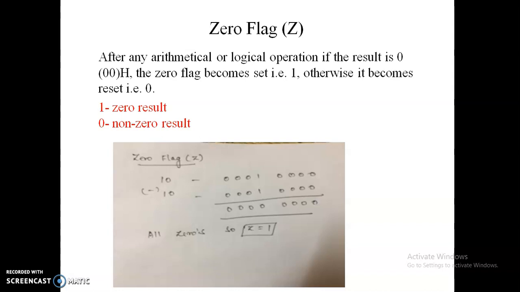Next, the zero flag. The zero flag means if after any arithmetic or logical operation the result is all 0, the flag becomes set to 1. Otherwise, it becomes set to 0. Okay. Here you can see in this example, I subtract 10 minus 10. I have the result as all 0. So the zero flag is set to 1. After any arithmetic or logical operation, if the result is 0, that means all the 8 bits are 0, the zero flag is set to 1. Otherwise, it is set to 0.